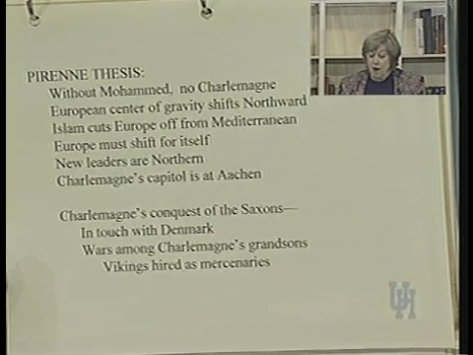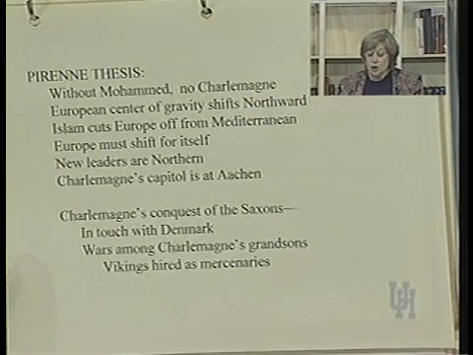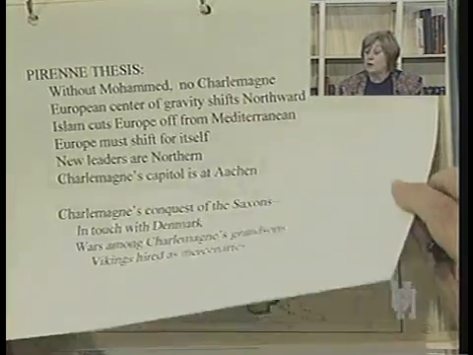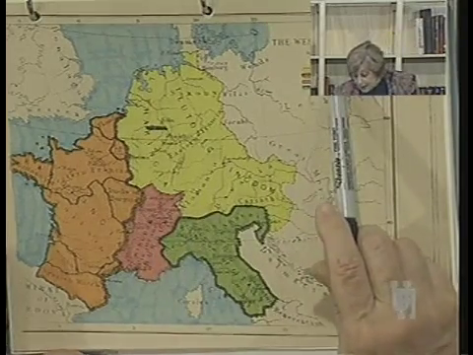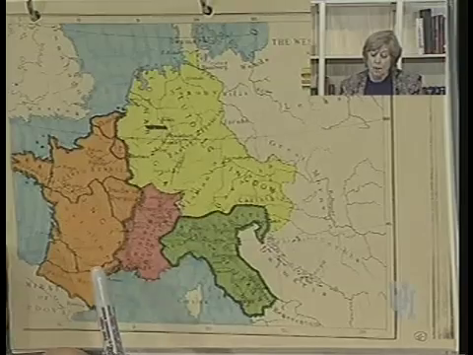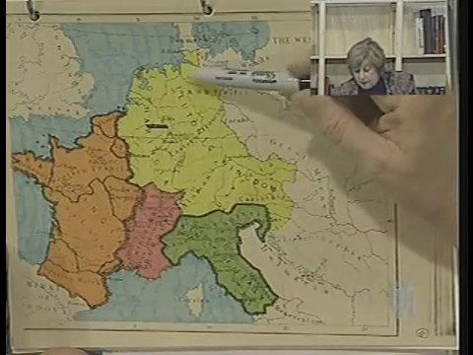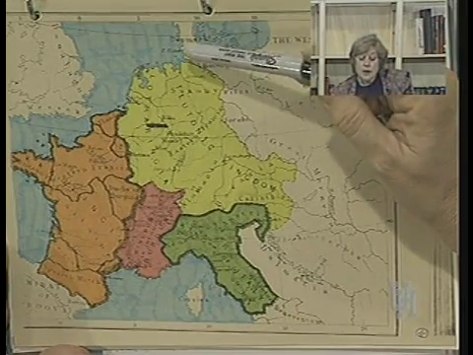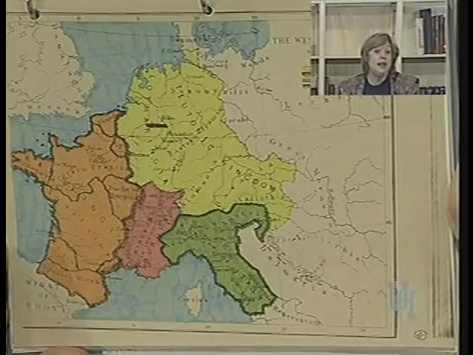I mentioned before that Charlemagne conquered the Saxons, and this put the Franks in touch with Denmark. In the wars among Charlemagne's grandsons, they hired the Danish Vikings as mercenaries to fight their battles for them. And here you can see on the map that this is the empire in 887, at the time when the grandsons of Charlemagne divided the Carolingian Empire among themselves. And this is the area of Saxony, and you can see it's just south of Denmark. And actually the king of Denmark built a huge giant earthworks across the peninsula of Denmark to try to keep the Carolingians out.